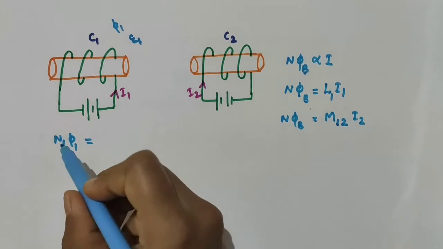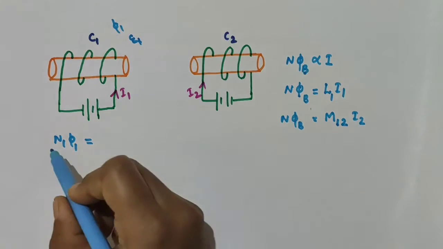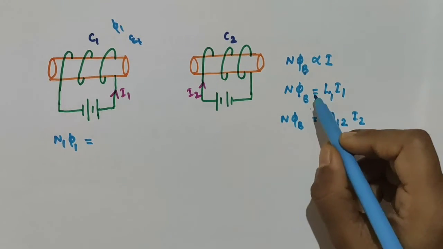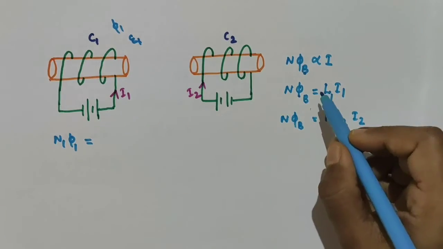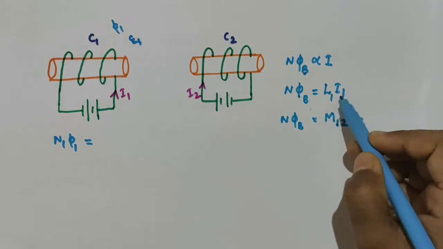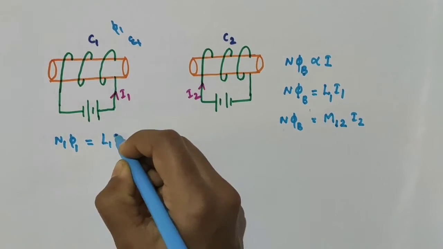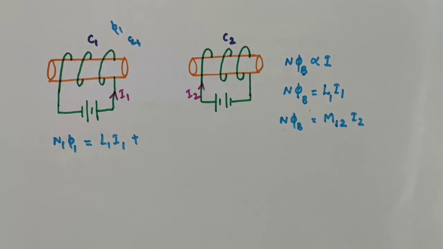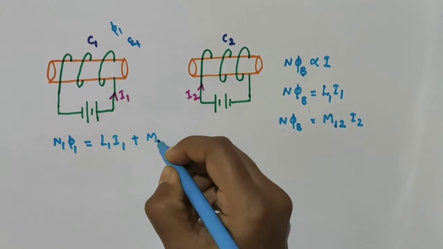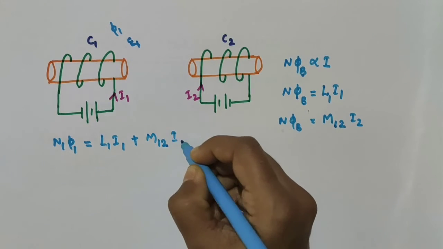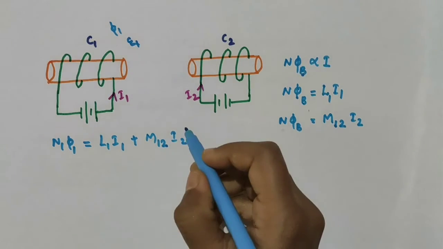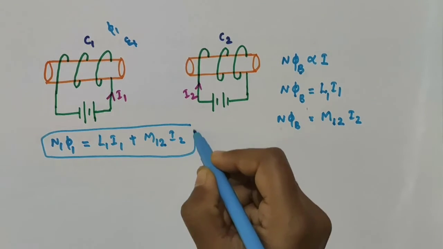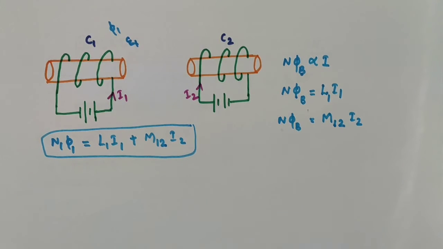Okay, so you can write the total flux linked with this coil C1 as N1 phi 1 equal to the flux linkage due to the current through the coil C1 itself, that is L1 I1, sorry, not phi 1. Then plus the flux linkage due to the current flowing through this coil C2, that is M12 into I2. So we got the total flux linked with this coil C1 like this.